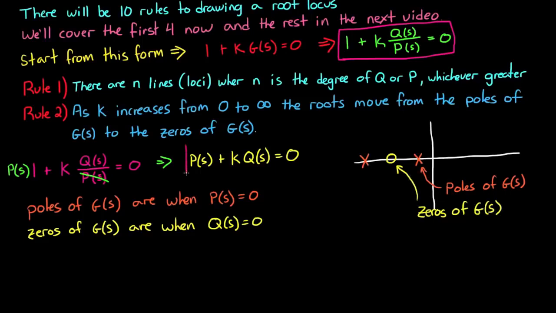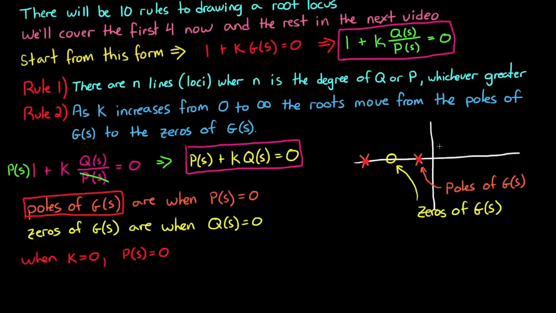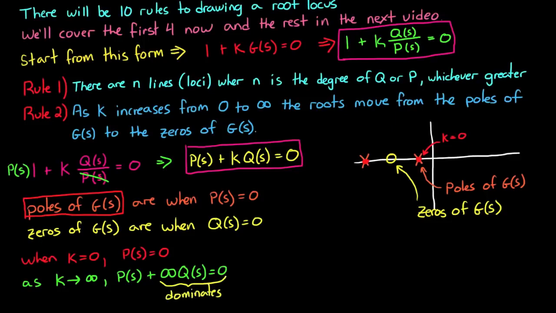Okay, so now we can go back to this form here that I'm circling and say what happens when k is 0, or at the beginning of the root locus. Well, in that case, k times q of s goes to 0, and all you're left with is p of s equals 0. But remember, these are the poles of g of s. So when k equals 0, the poles of the closed loop system start at the poles of g of s. And as k starts to approach infinity, you start putting more and more importance on q of s. And so eventually it comes to dominate the equation, and so as k reaches infinity, the root locus ends at the zeros of g of s.